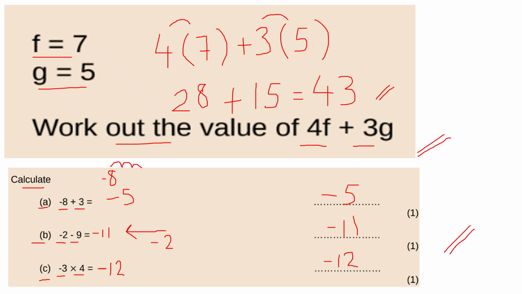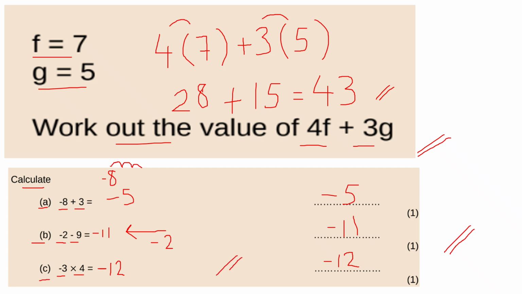So when the signs are different and you're multiplying or dividing, the sign of your answer will be negative. If the signs are the same and you're multiplying or dividing, the answer is positive or a plus. So bear that in mind.